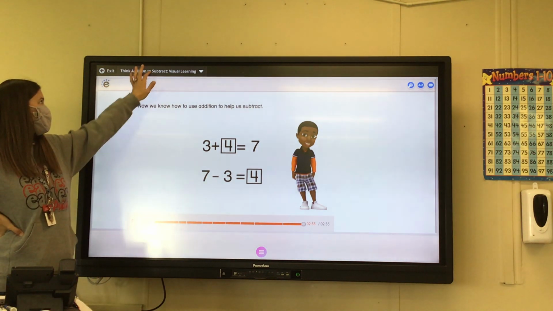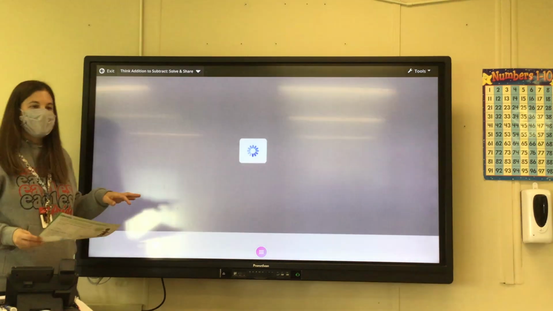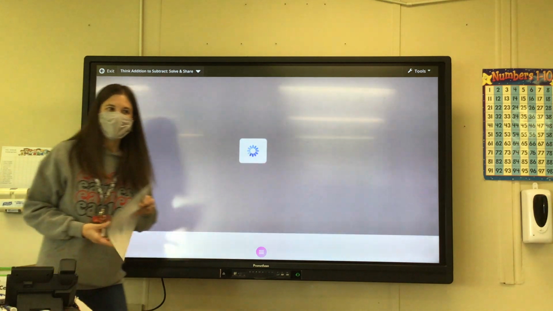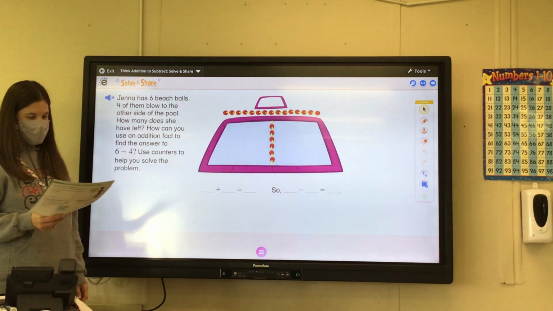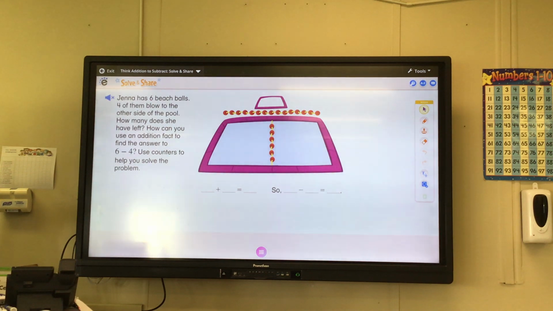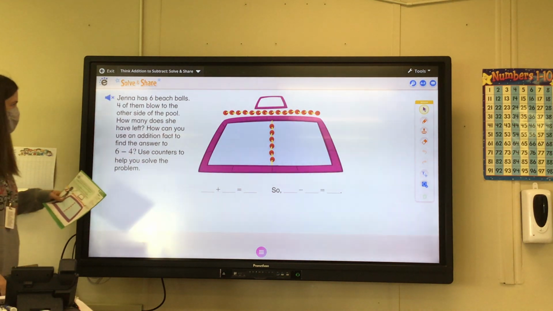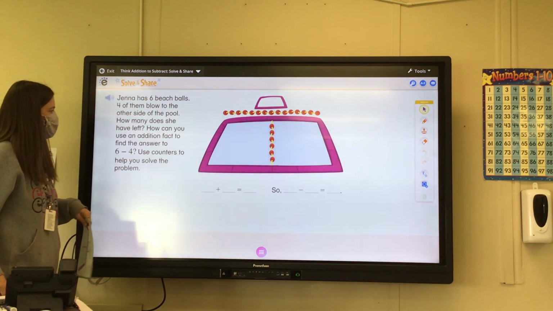We are going to try it now. So let's do our solve and share. All right, ready? Jenna has 6 beach balls. 4 of them blow to the other side of the pool. How many does she have left? How can you use an addition fact to find the answer to 6 minus 4? Use counters to help you solve the problem.